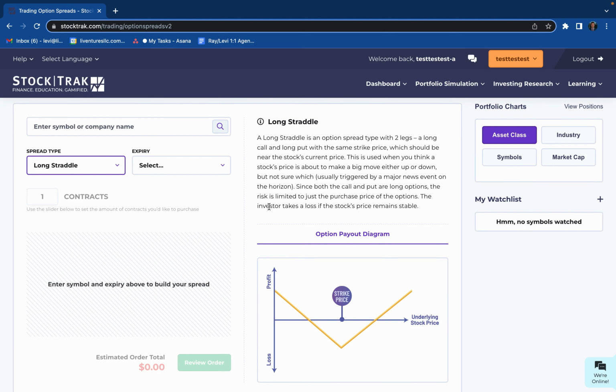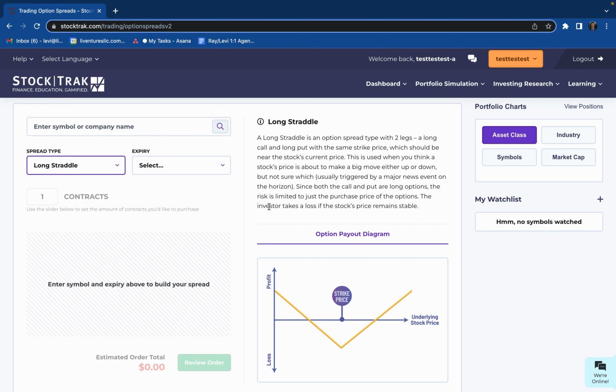So a long straddle is an option spread with two legs, which means you're buying two different options. The first leg is a long call, and the second leg is a long put, and they both have the same strike price. The strike price should be set near the stock's current price for this strategy. A long straddle is a strategy used when you think a stock's price is about to make a big move either up or down, but you're not sure which.